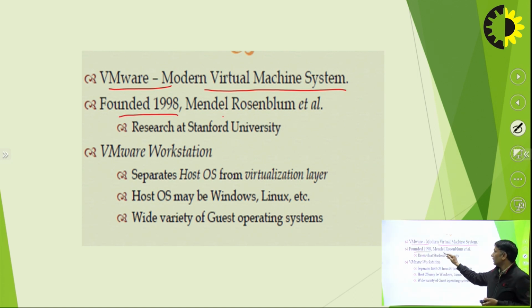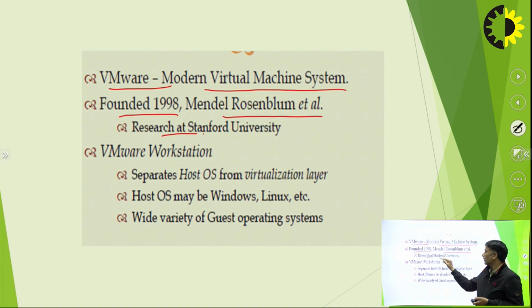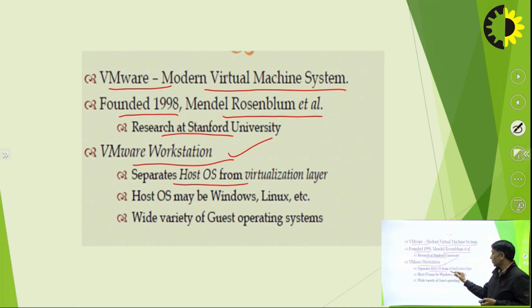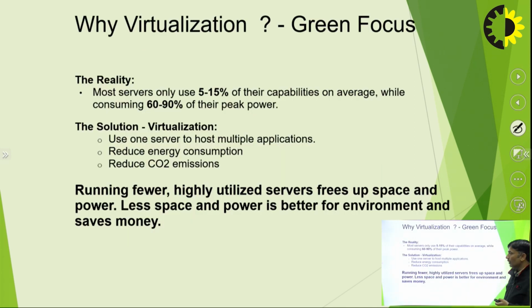Founded in 1998, Mendel Rosenblum et al., and the research of Stanford University. Okay. VMware Workstation, this is the other kind of virtualization software, and that separates the host OS from the virtualization layer. Host OS may be Windows, Linux, etc., and a wide variety of guest operating systems are available for this VMware Workstation. So, there is one important question, why do we use virtualization, what is the need?